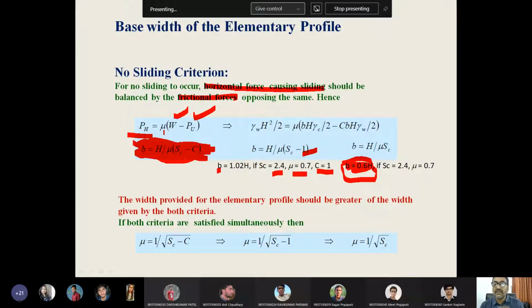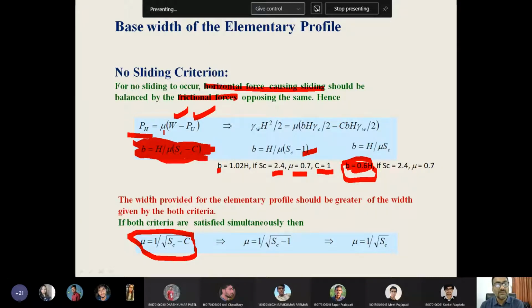So both criteria can be used. One is the no tensile criteria, second is no sliding criteria. If you compare these two criteria, then the value of mu is equal to this. If both the criteria are equal, if you put both values of B equating, then mu is equal to 1 by root SC minus C.